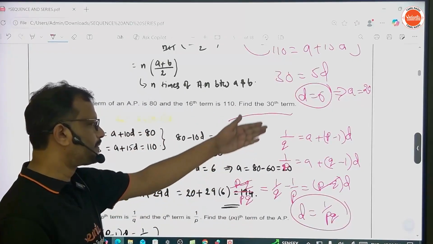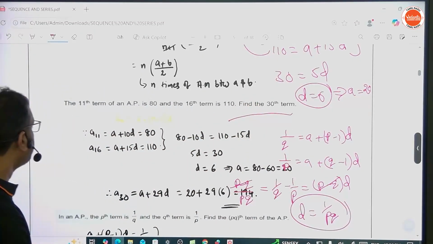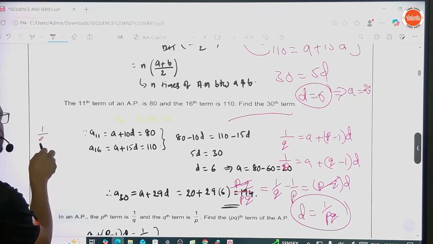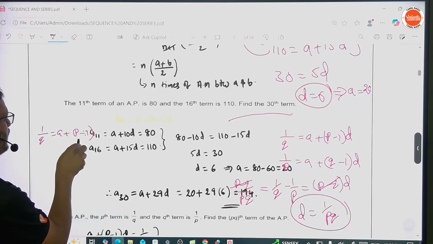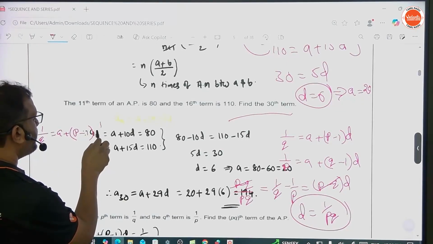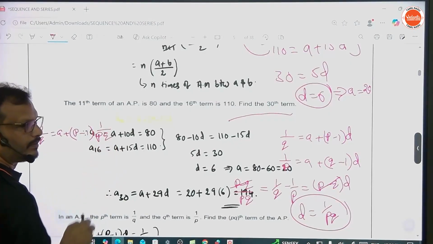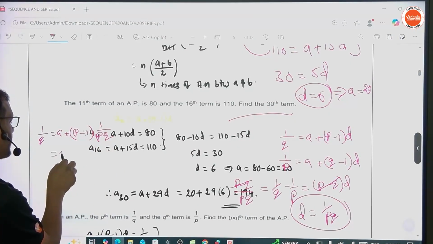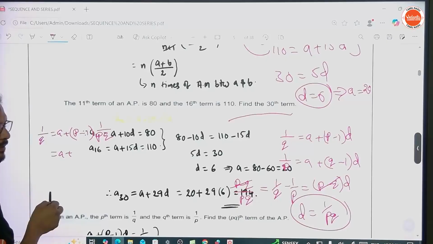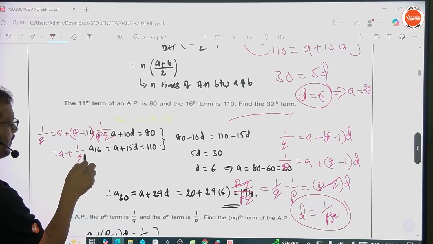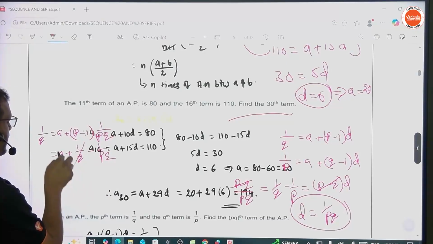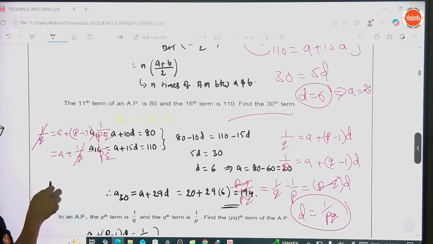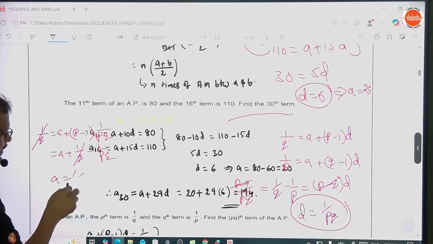So the D value is substituted in that. What will we get now? Take any one of them: 1 by Q equals A plus (P minus 1) into the D value, which is 1 by PQ. Now this will be equal to A plus P by PQ, which is 1 by Q, minus 1 by PQ, which will cancel, no? So therefore A equals 1 by PQ.